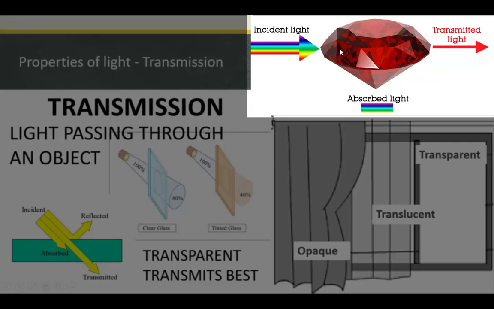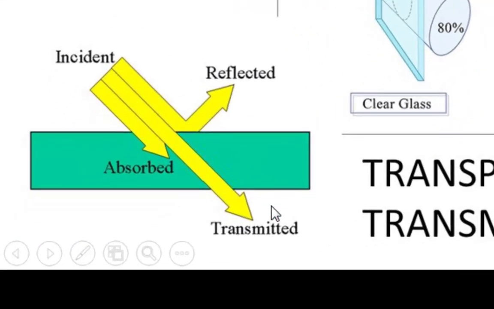So when white light enters or hits the ruby, everything is absorbed except for the red light, which is transmitted, and we then perceive the ruby to be red. Now, it's very important to understand, if we look at the bottom left-hand side, that when we have an incident ray, let's say hitting something like a glass window, some of the light is reflected.